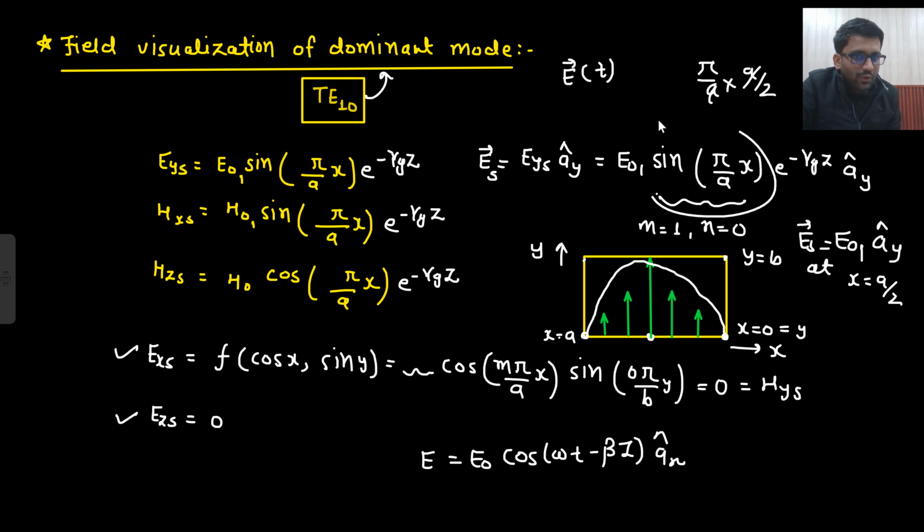And from this expression also you can verify it. If you put x equals 0, that means 0 value. If you put x equals a, that means 0 value. And in between you will get the maximum value at a by 2. Right? And this is the length you are having. You are having a length of a only.